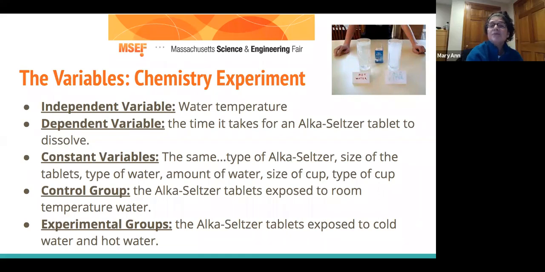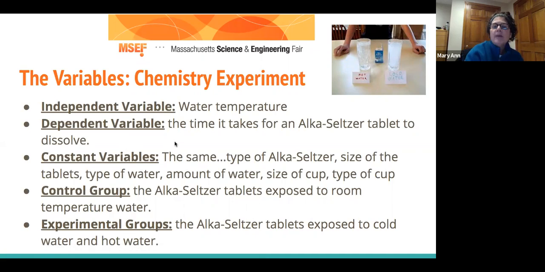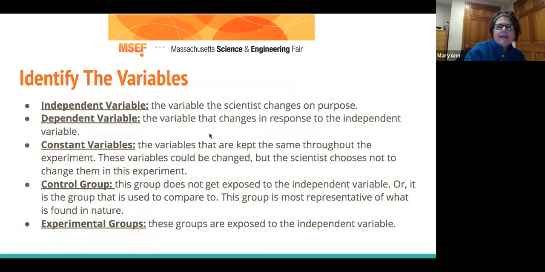Well, see, this is where you'll get the kids who say, but I measure the water temperature. I measure other things, and that's true. They're right. So I used to say the dependent variable is what we measure to get the answer, because you measure so many things in an experiment. So let me go back to the definition.